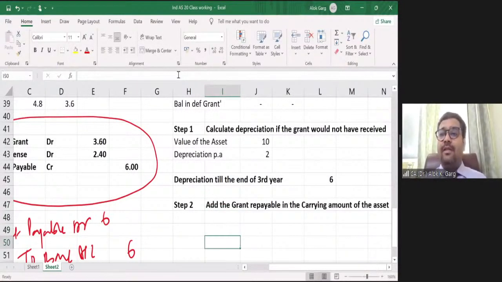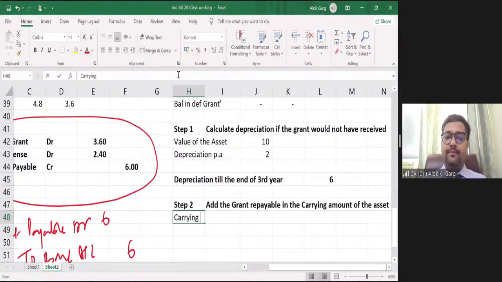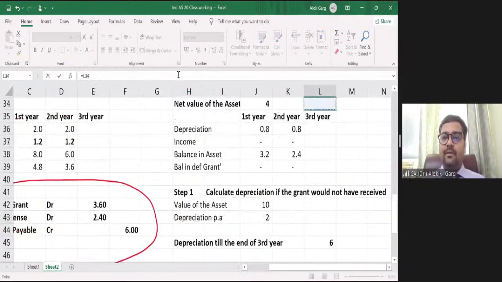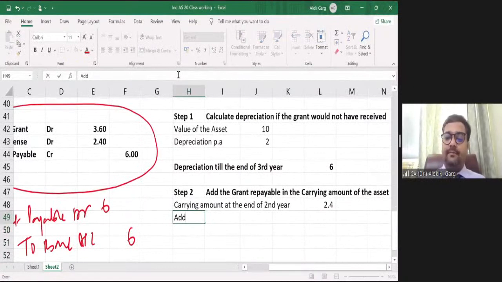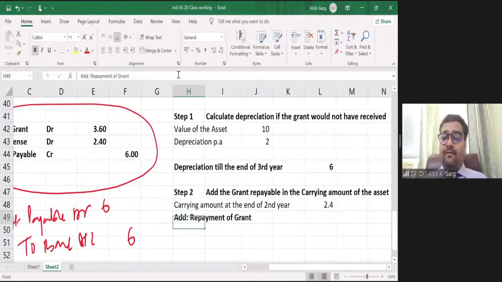What was the carrying amount at the end of the second year? What was the carrying amount? It was 2.4. Am I right? It was 2.4 lakhs. And now we need to add the repayment of grant, because if the grant would not have been received, of course this will form part of the cost of the asset.